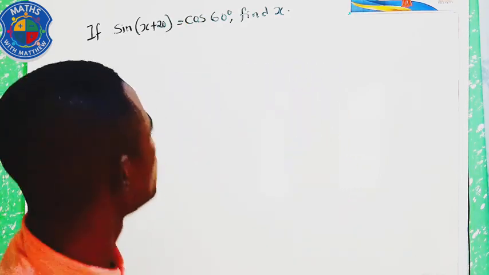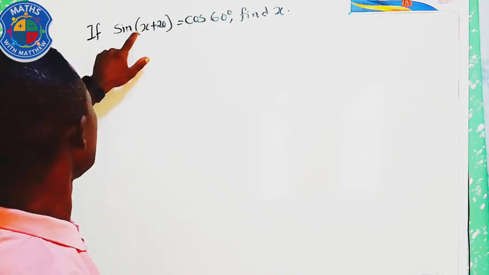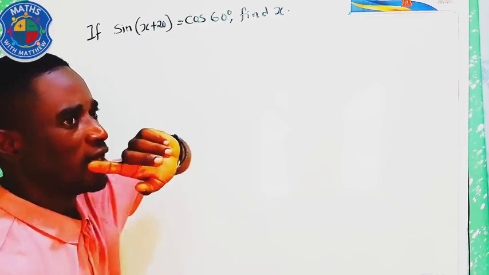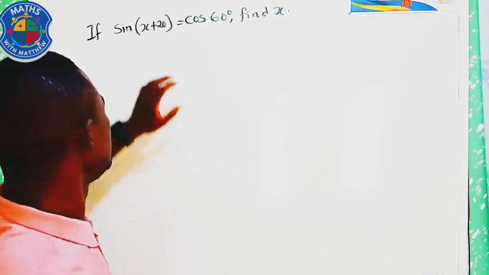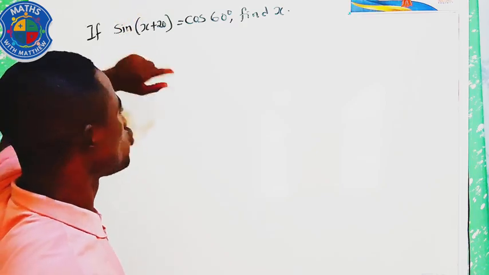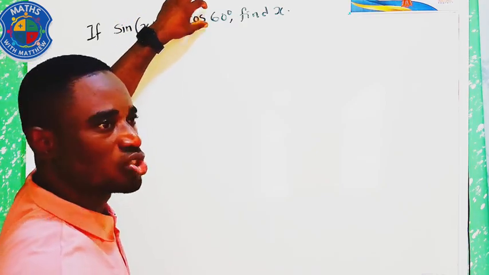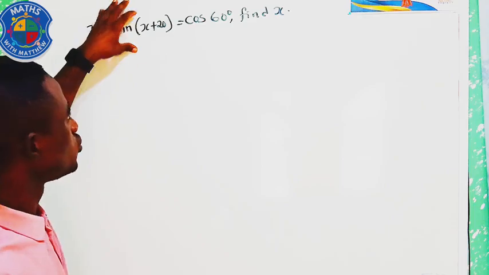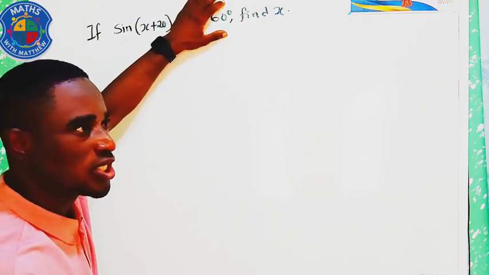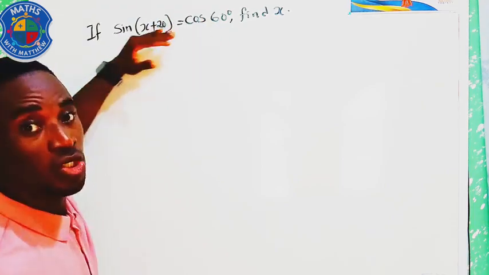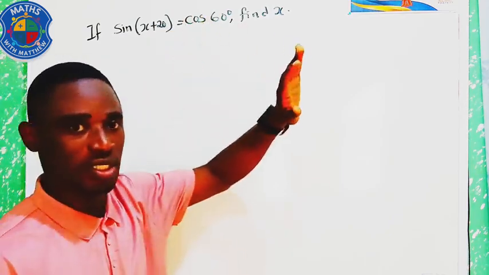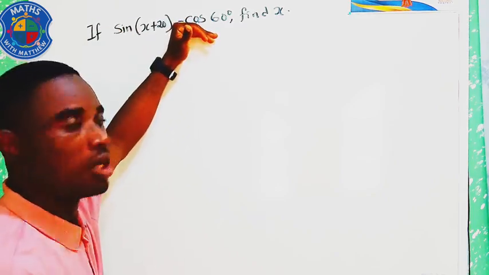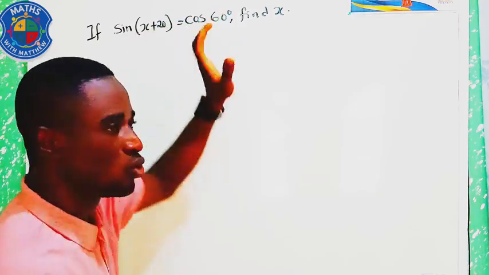Before we start, when you have a question like sine of (x plus 20) equals cos 60 degrees, the first thing you need to do is either change your sine to cosine, or change your cosine to sine. You understand? It's either you change the sine to cosine, or the cosine to sine, so that everything has the same trigonometric function. That is, this one will be sine and this one will be sine, or this one will be cos and this one will be cos, before you now equate the angles together.